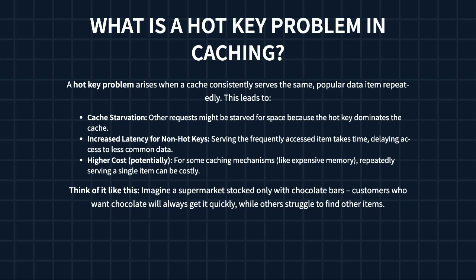Because of this high demand, the cache might get filled up with just that single item, leaving little room for other requests. This means those other requests could be delayed, and in some caching systems, repeatedly serving the same hotkey can actually cost more money, especially if the cache uses expensive memory. It's like having a supermarket only stocked with chocolate. You get your chocolate fast, but everything else takes longer to find.